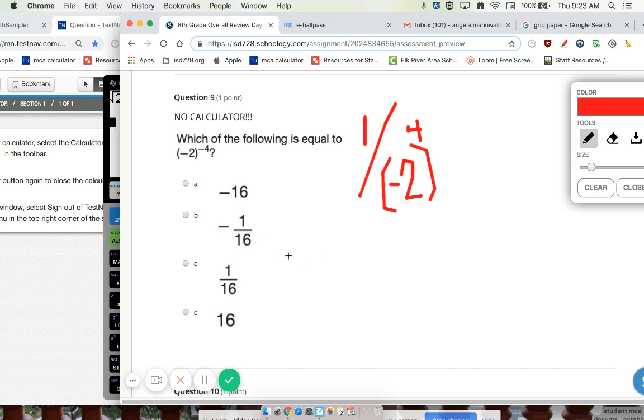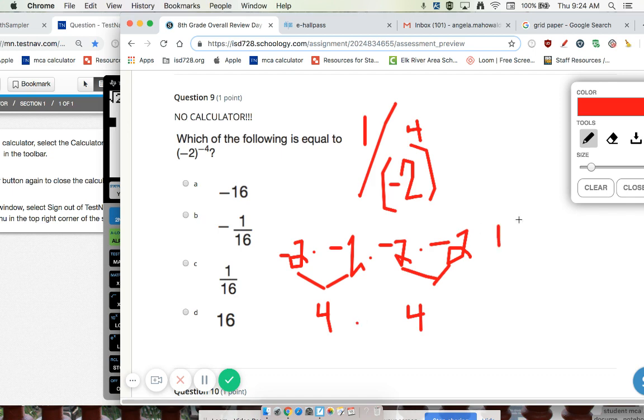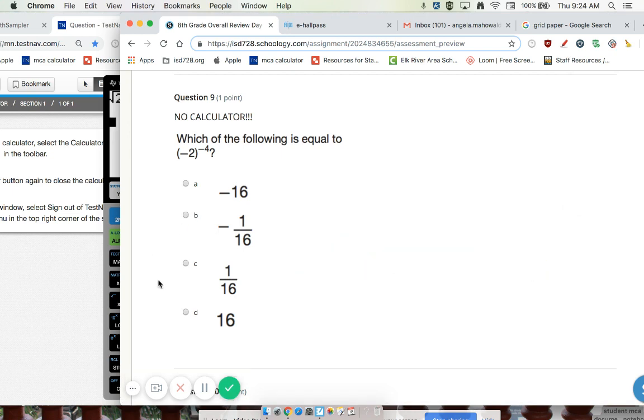So it would be negative 2 times negative 2 times negative 2 times one more negative 2. The negatives are going to cancel out, because this turns to a positive 4, and you could group these two together too. This also turns to a positive 4. So 4 times 4 is 16, so it should be 1 over 16 on the denominator. So 1/16, and it looks like that's letter C.